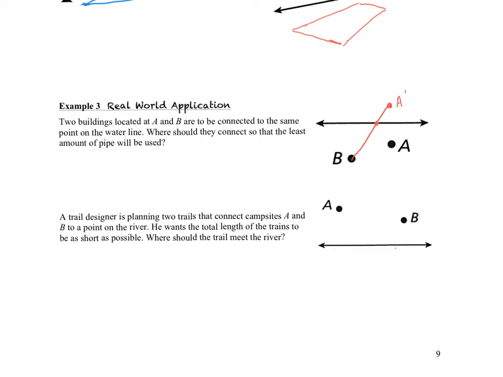So basically we're saying that A prime B is the shortest amount, those line segments, that's the shortest amount of pipe that will be needed.